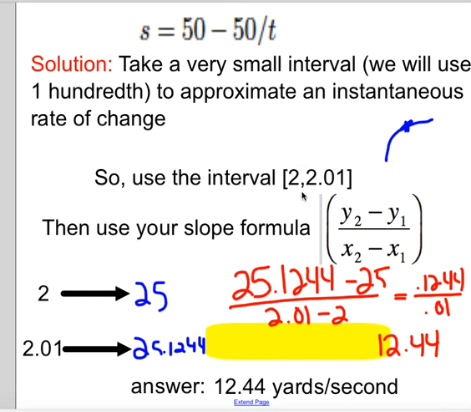Is it going to be more exact if I use 2 and 2.000001? Yes, it would, right? But for here, we can just use 100. That's pretty much an instant.